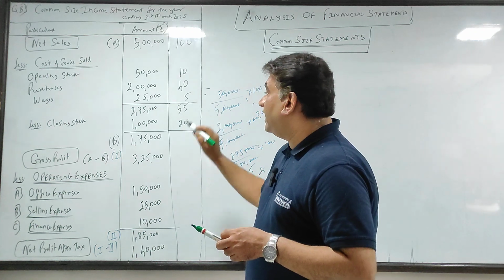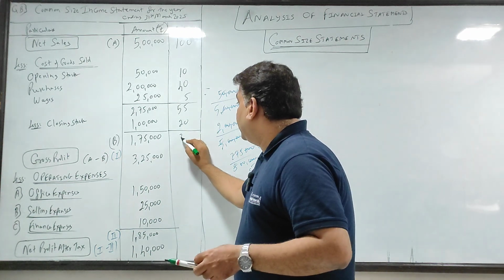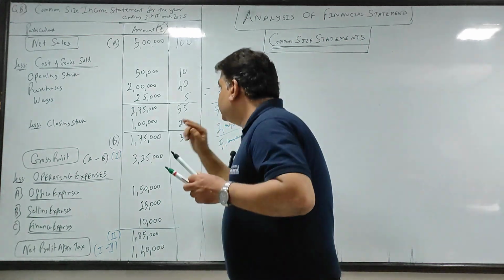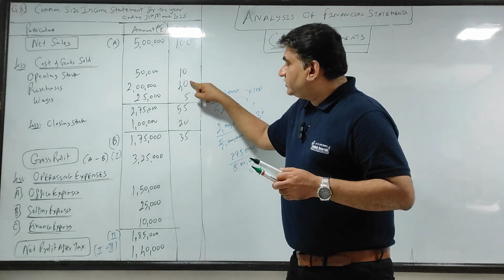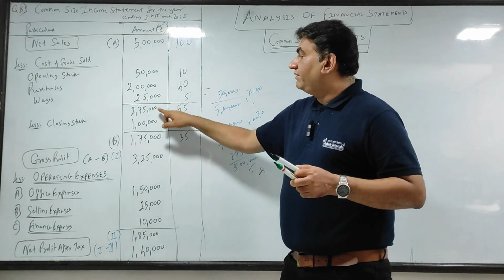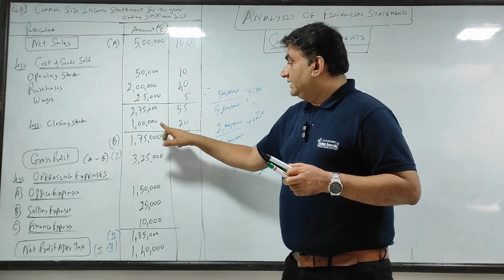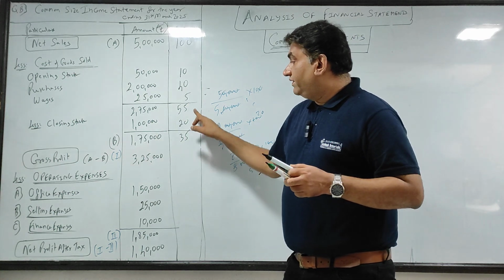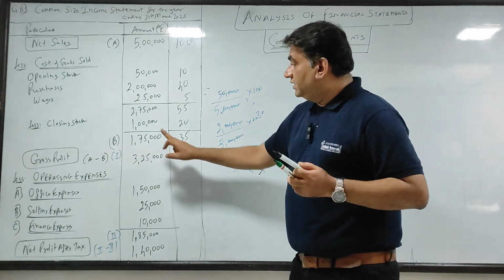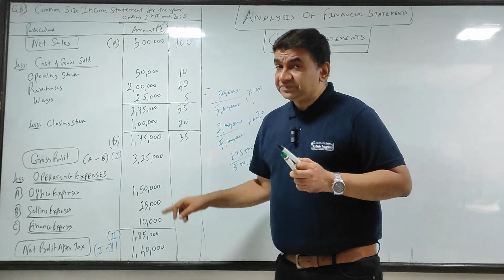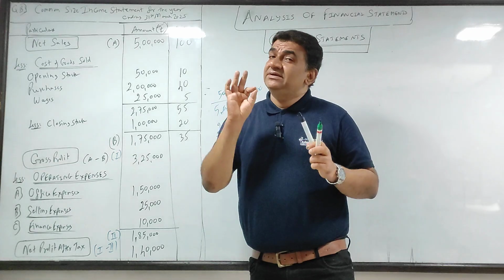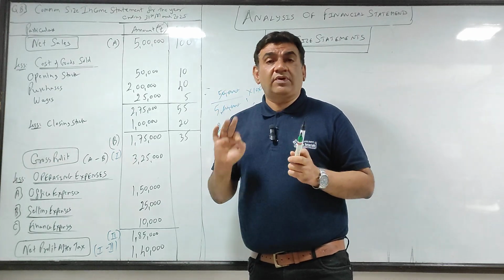175 divided by 5 lakh into 100, you will get 35. Check it. See again, the percentage will match here. 10 plus 40 is 50, 50 plus 5 is 55. The percentage of this is 55, the percentage of this is 20. 55 minus 20 is 35. Check. 175 divided by 5 lakh into 100 gives you 35. Non-math students, please do the calculation properly.